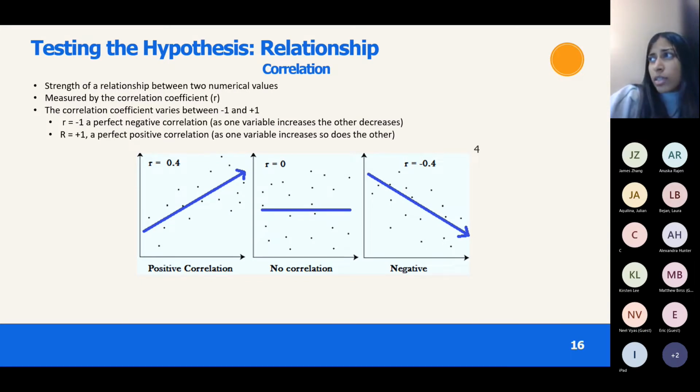So strength can be measured by an R value, and I already mentioned that +1 would be a perfect positive correlation, -1 would be perfectly negative, 0 is no correlation.